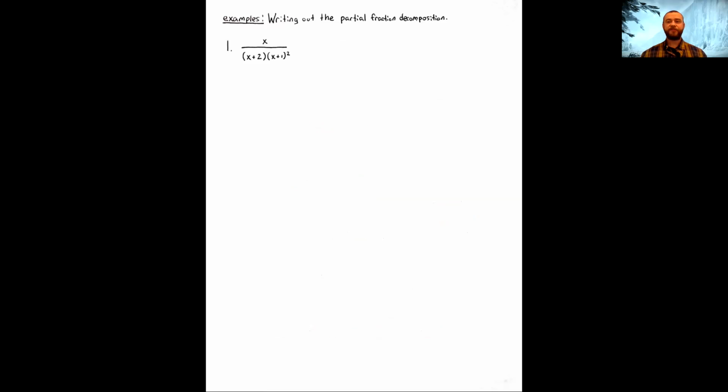All right, we're going to combine this with case 1. We're going to kind of assume that you're okay with case 1, distinct linear factors. So pause the video and give yourself an attempt at writing out this rational function's partial fraction decomposition. We'll check in about a minute.